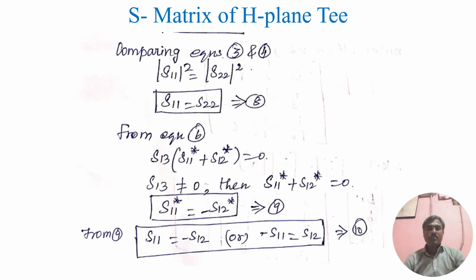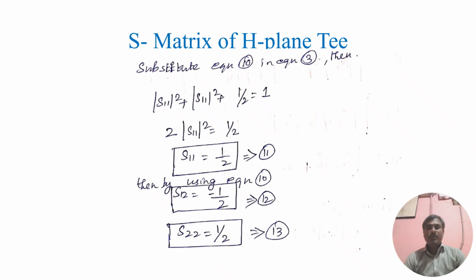From equation number 6, S13 into (S11 star plus S12 star) is equal to 0, so that S13 is not equal to 0. Then the only possible thing is S11 star plus S12 star is equal to 0. From that we can obtain S11 star equal to minus S12 star as shown in equation number 9. Then from equation number 9 we can write S11 is equal to minus S12, or minus S11 is equal to S12, as shown in equation number 10.